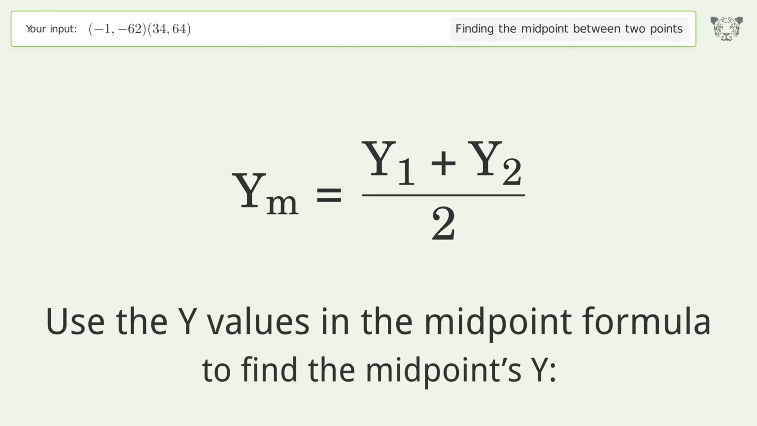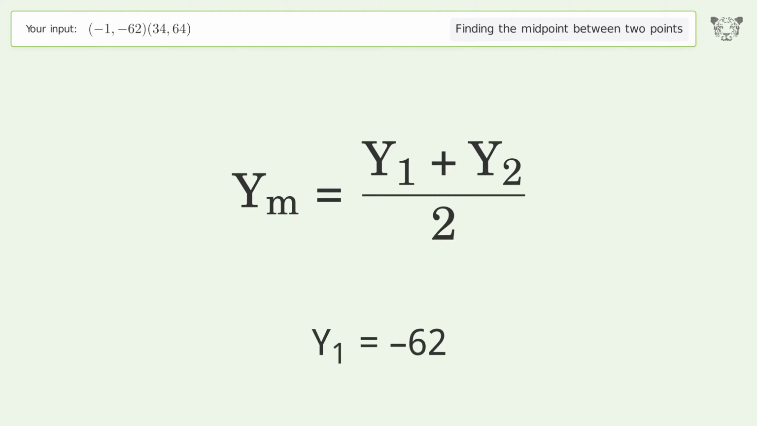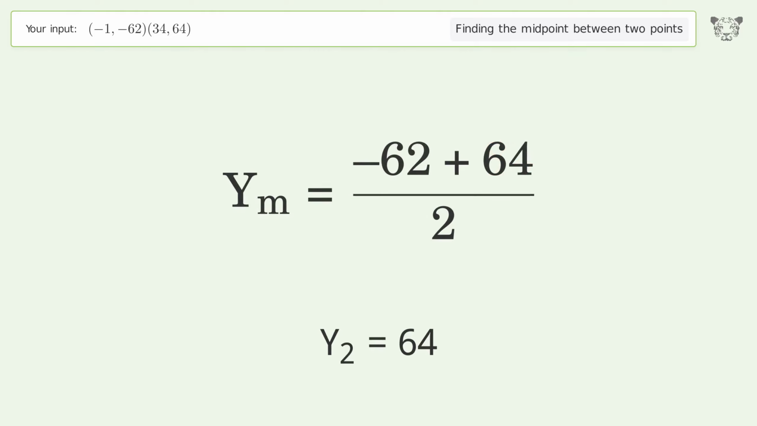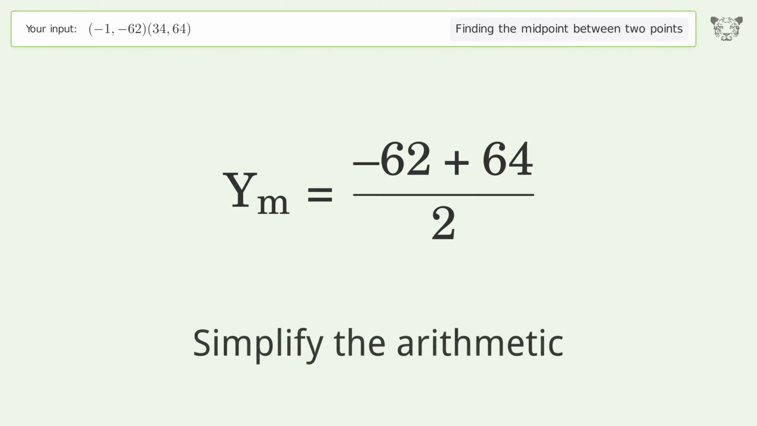Use the y values in the midpoint formula to find the midpoint's y. y1 equals -62. y2 equals 64. Simplify the arithmetic.